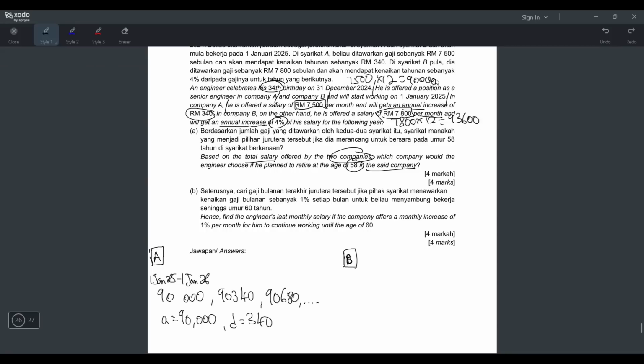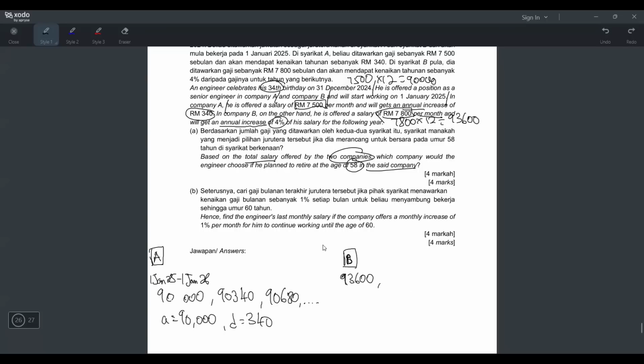Okay, so wait, let me check. Okay, yeah, 7,800. Yeah, correct, 7,800. Okay, 93,600 is the first year salary. So working the first year, this is the total amount he earned. So in the first year, he actually earned more than company A, right? Okay, but then he says what? Annual increase 4%. So every following year, increase 4%.